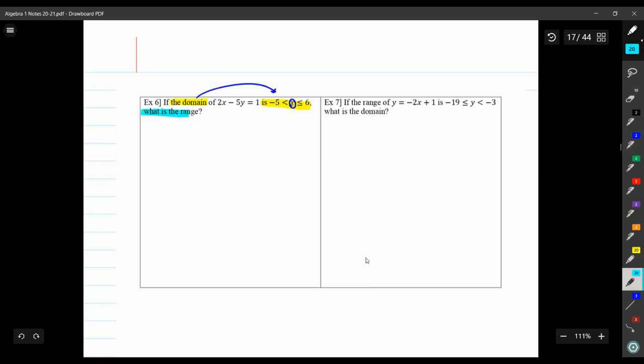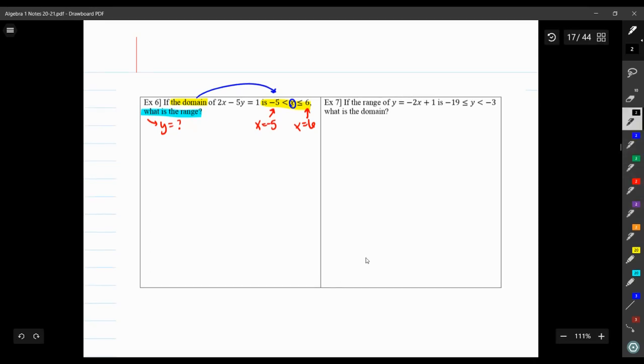Now it's asking me what is the range. So I'm looking for y's. Now, before we took each individual number and substituted it in. Because this is not a list, the only two x values that I need to substitute in is negative 5 and 6. Just those boundary numbers. Those are the only two that I will need to substitute in.